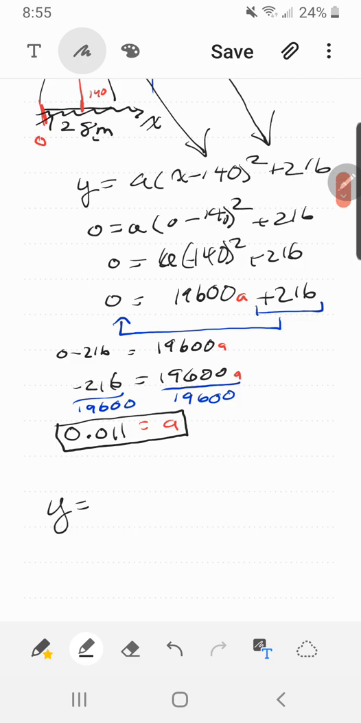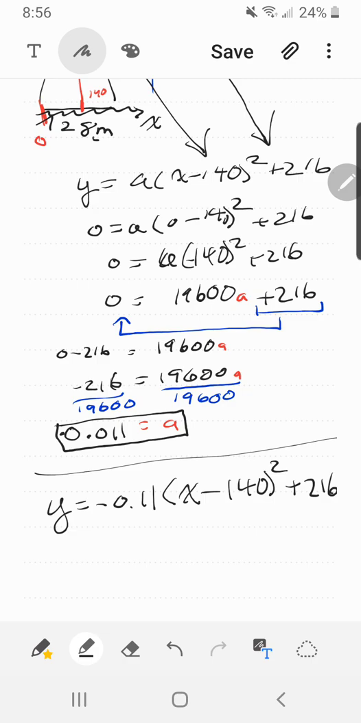Y is equal to, oh, that's a negative up here, negative 0.011 times (x minus 140), squared. So remember, we did that because we used half of the distance across our parabola to find our x value, plus 216. So that is what our equation should be. Try to work through a problem like this and show me.